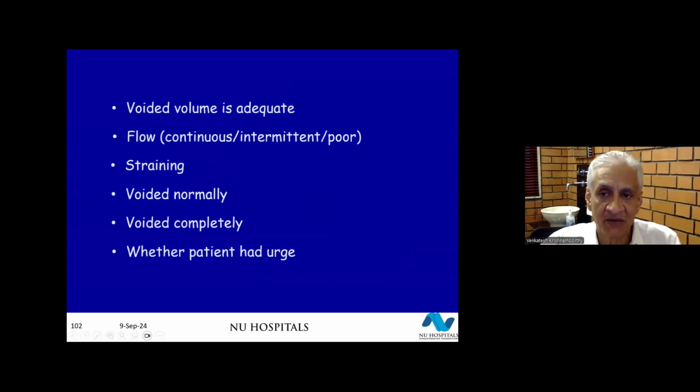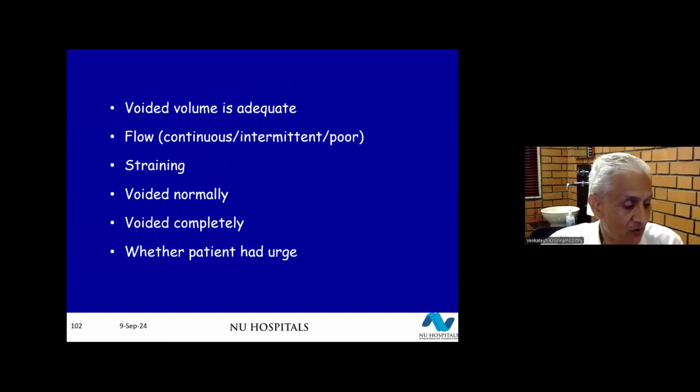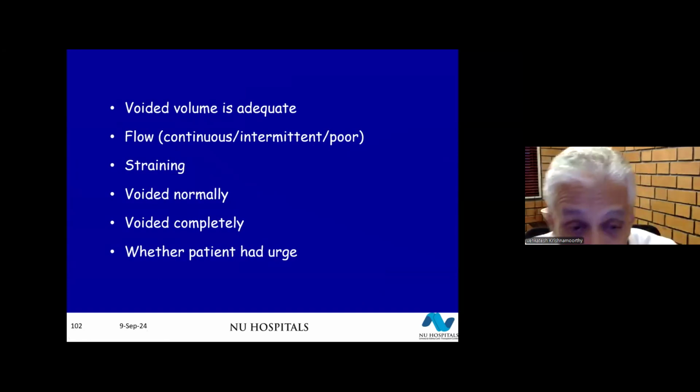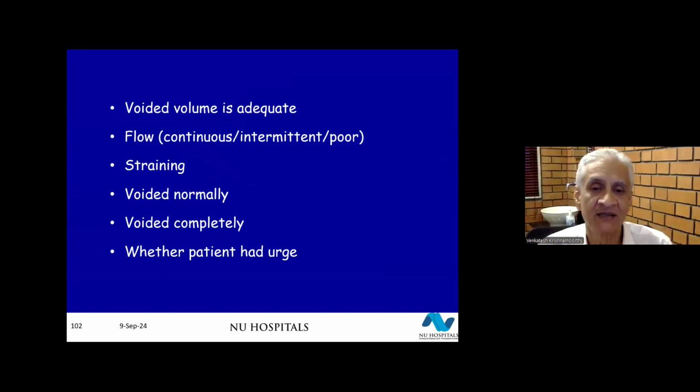So to sum up, I want you to know, make sure the void volume is adequate, and that will happen only when you counsel the patient beforehand.